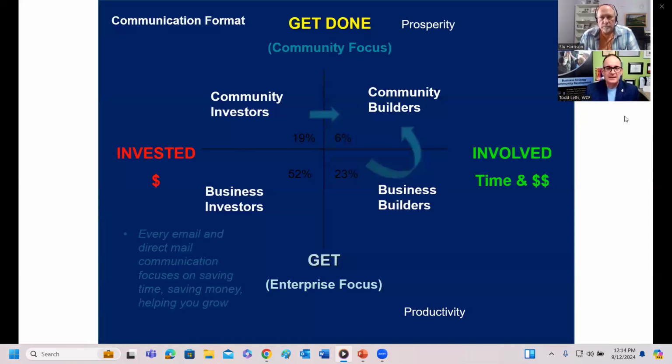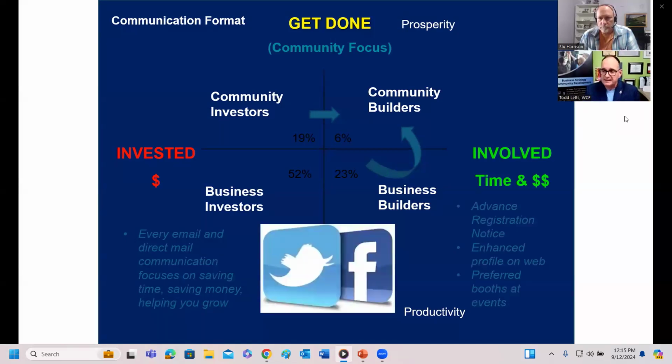So bottom line, just to wrap up, Stu, every communication we want to do to the business investors should focus on saving time, saving money, helping them grow. Our communications to the business builders, give them advanced registration notice for events, because if they have time, they're going to be there. Give them enhanced profile on the web, some preferred booth space at events, and make sure this is reflected in your social media as well as your e-newsletter.